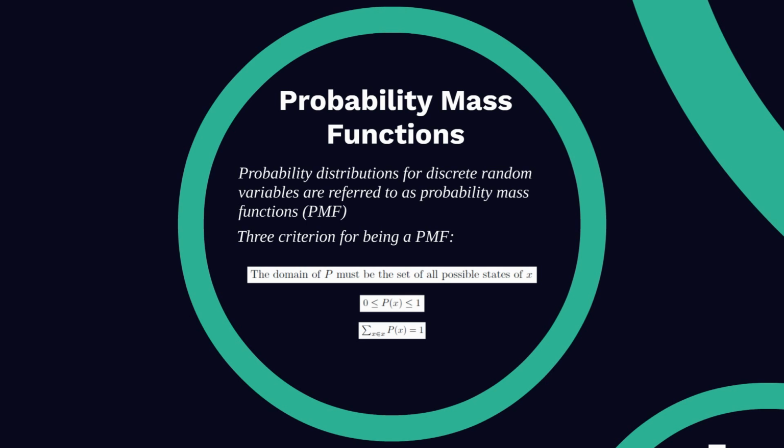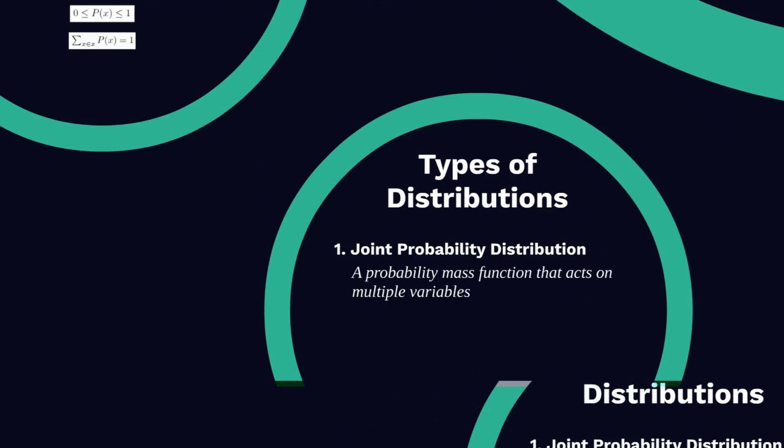Lastly, the summation of P of x is equal to 1, and this is known as being normalized. So the summation over all possible states of P of x is going to be equal to 1. There's a 100% chance of one of the states being occupied or one of the values occurring. So we always have to sum to 1 if we have a normalized distribution, and probability mass functions are always normalized. Alright, so here are our 3 criteria for being a probability mass function.